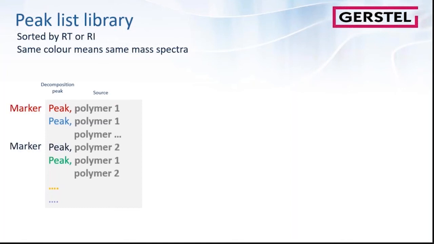So first, what the software is doing is looking for markers. If we have our library, the list of possible polymers, the software searches for markers, for peaks that are unique for one polymer, a peak that only occurs in decomposition chromatograms or pyrograms from one polymer. So the red one here is one marker for polymer number 1, and the black peak is a marker for polymer number 2. Our sample, of course, is also a row of peaks. The unknown sample, I've listed a few here as an example.